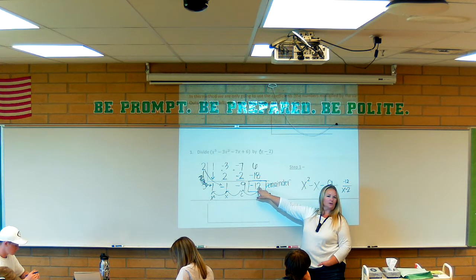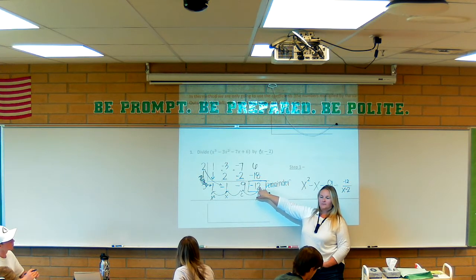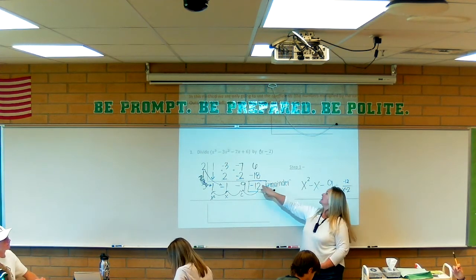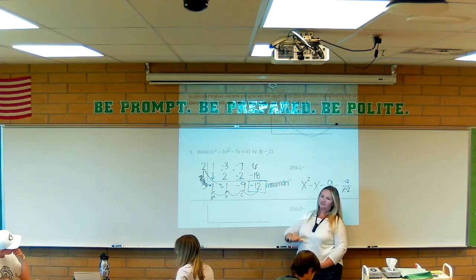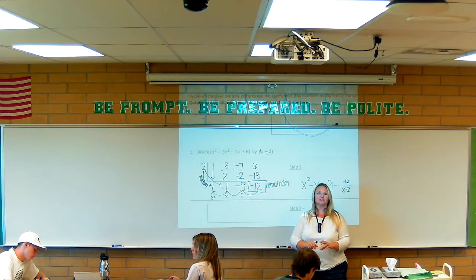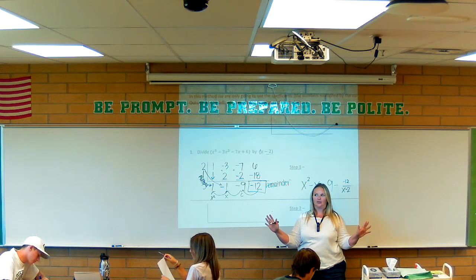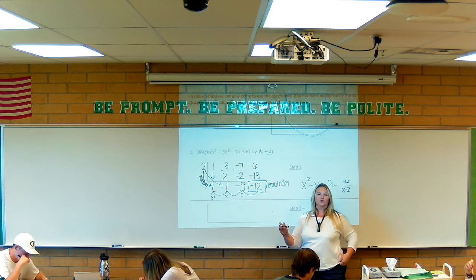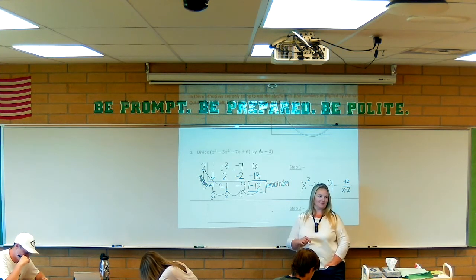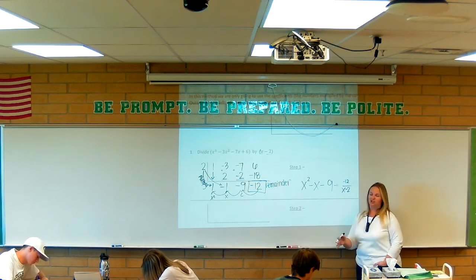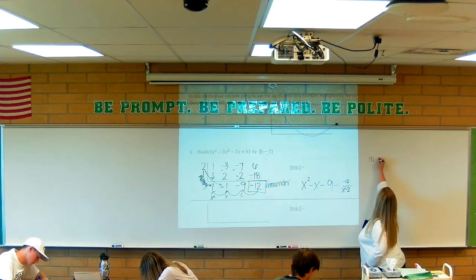What would a 0 indicate right here? No remainder. But what does no remainder mean? It divides perfectly. So does x minus 2 divide perfectly into that polynomial? No. Okay, so it's kind of like, let's flash back to like, maybe 4th-ish, 5th-ish division.